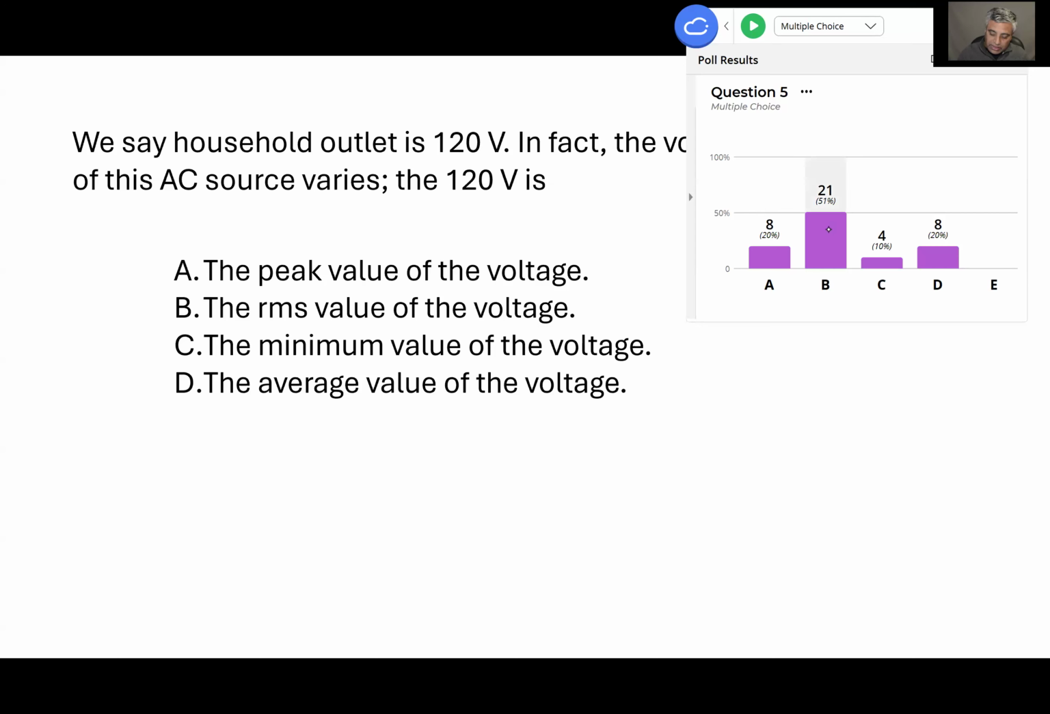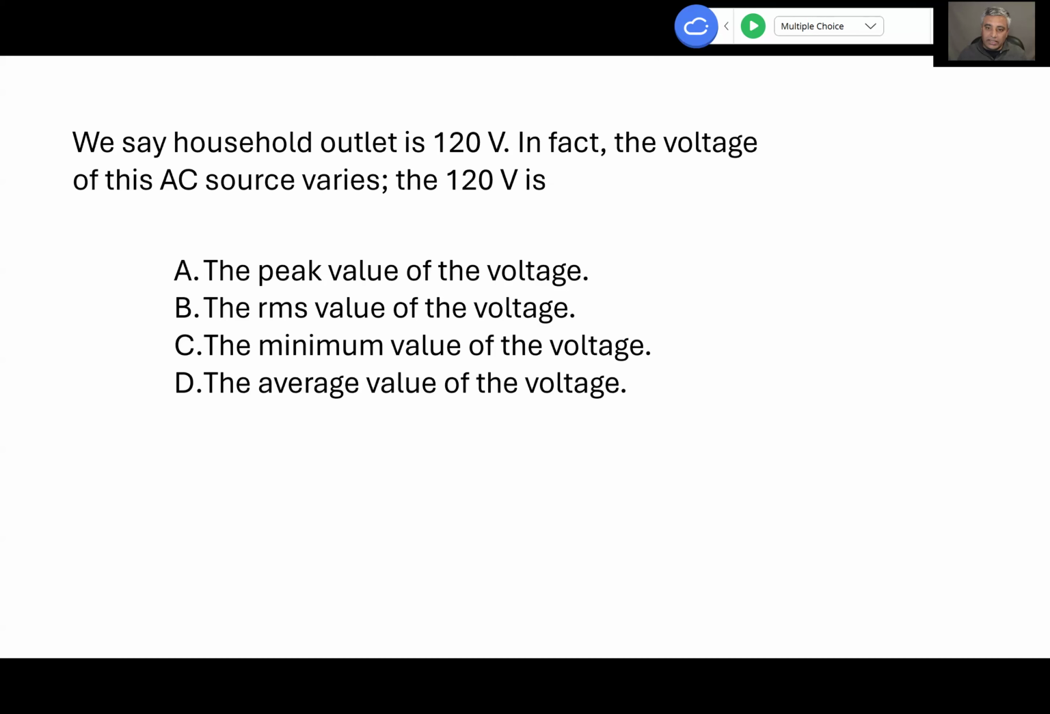Mostly B, that is correct. That is the RMS value of voltage. Whatever power rating or voltage is written on your device, that is the RMS voltage. And that's what the ammeter or voltmeter measures.